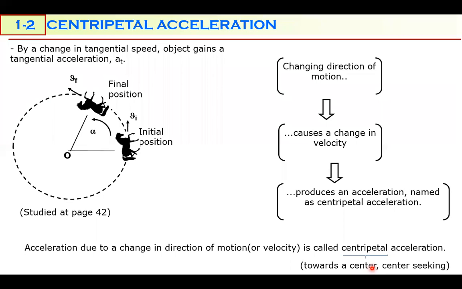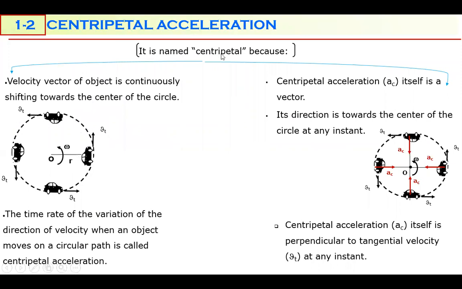It's towards the center. Centripetal means towards the center, or seeking the center, or looking to the center. So that's why this centripetal acceleration will have a direction, and its direction will point towards the center. It's named centripetal because the velocity vector of the object is continuously shifting towards the center. Look here, it is up the page. But now to the right. How did it change towards the center? Not exactly, but it's changing. So it's to the right, to the left, now down. So this vector is shifting direction, changing direction.